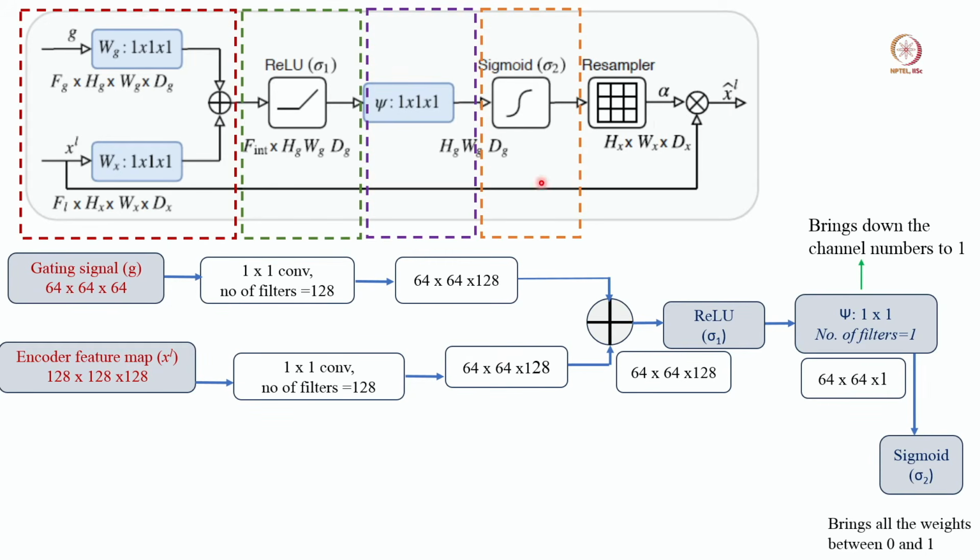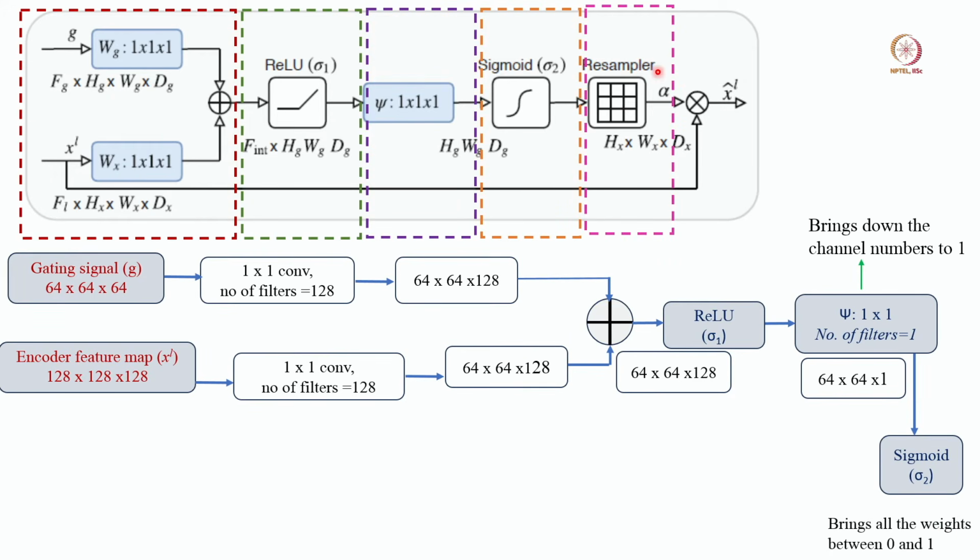Because at the end of this entire process, I want some attention score to be calculated, and the range of that attention score is between 0 and 1, okay? 0 means minimum attention, 1 means maximum attention. So, the sigmoid activation function is kept here, which brings all the weights between 0 and 1, okay? And then what is the next one?